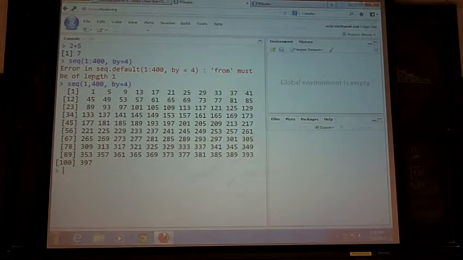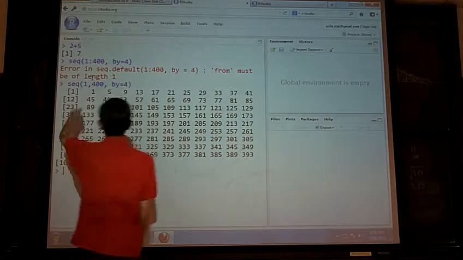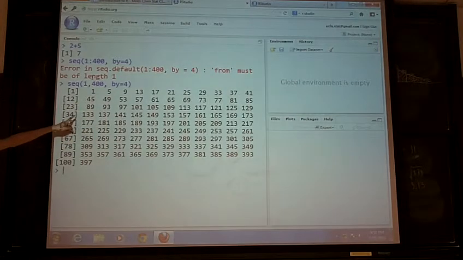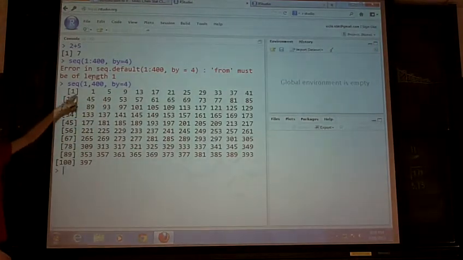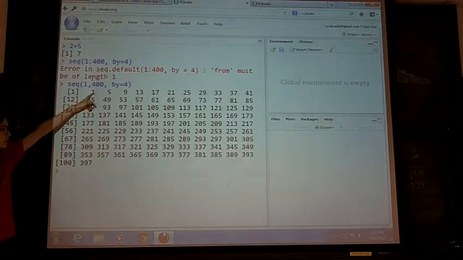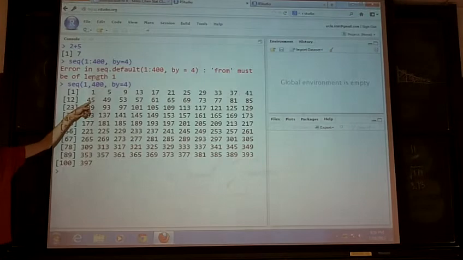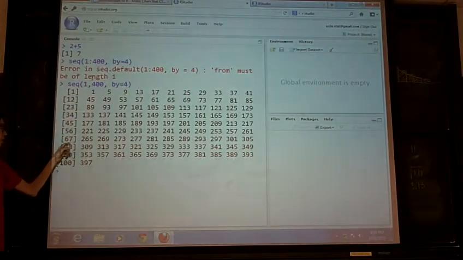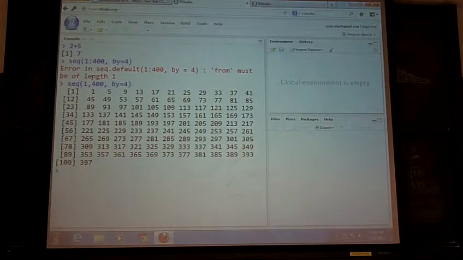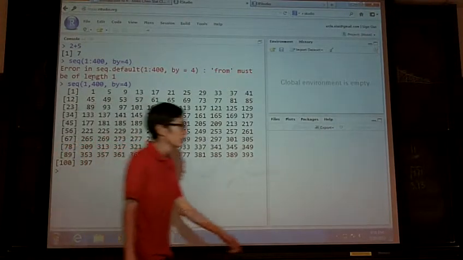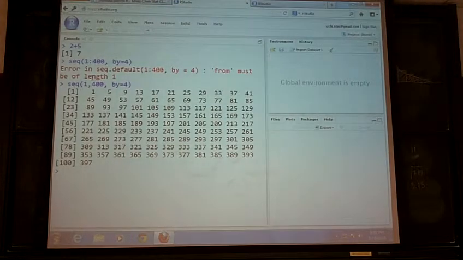Here's a command that produces a whole bunch of numbers, and basically I told it make a sequence from 1 to 400 and increment it by 4. It gives me back a bunch of numbers, and it says, okay, the first number that I'm giving back to you is 1. The 12th number I'm giving back to you is 45. And the 67th number I'm giving back to you is 265. So on and so forth. So that's what that does, and that's why you see the bracket 1 for a lot of your answers.